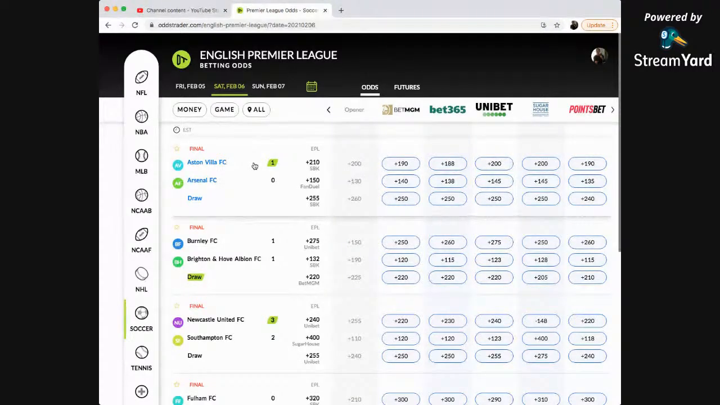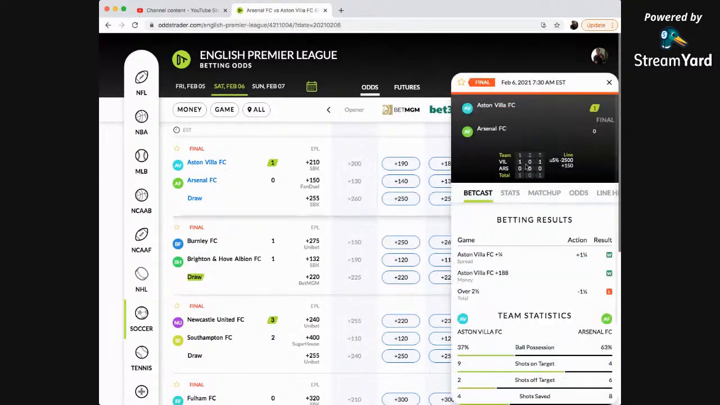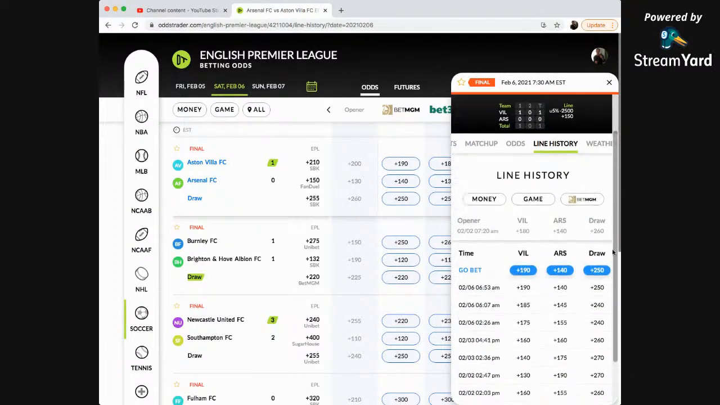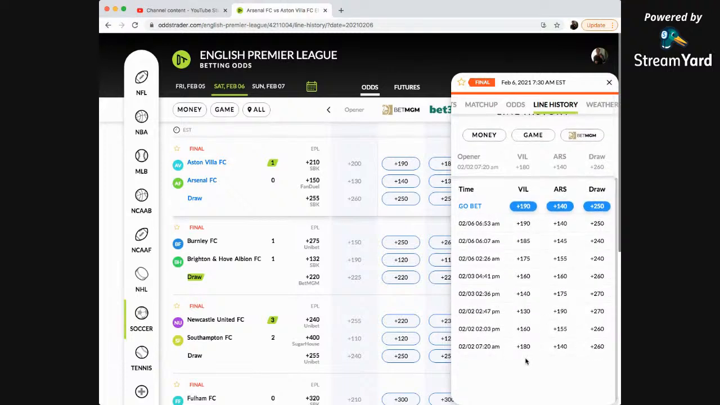And so we're just going to go through all of the matches for Saturday and Sunday, and we'll see what the results look like. And so on OddsTrader, you just click right here. This pulls up this window here, and we click line history. Okay. Now let's talk about line movement.